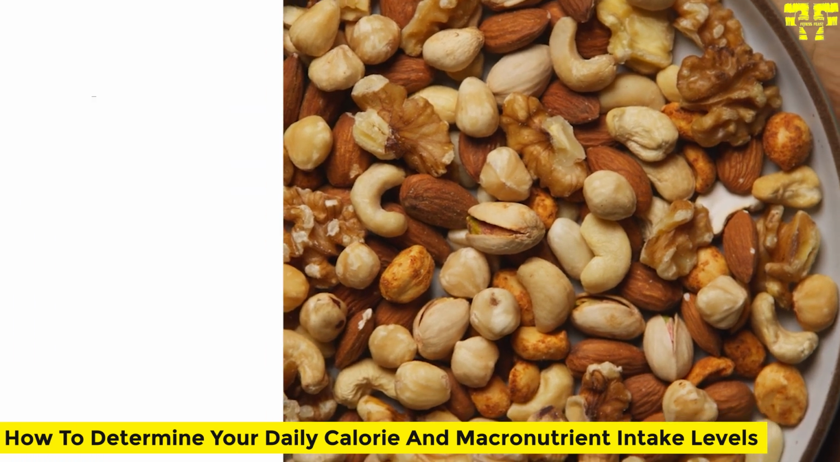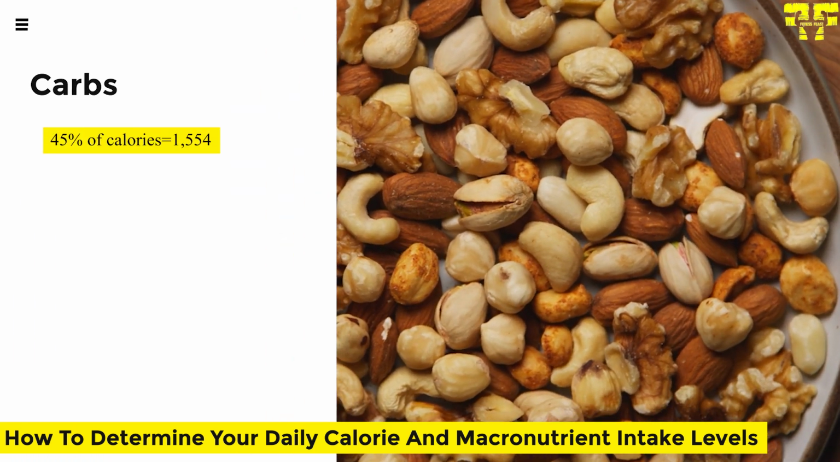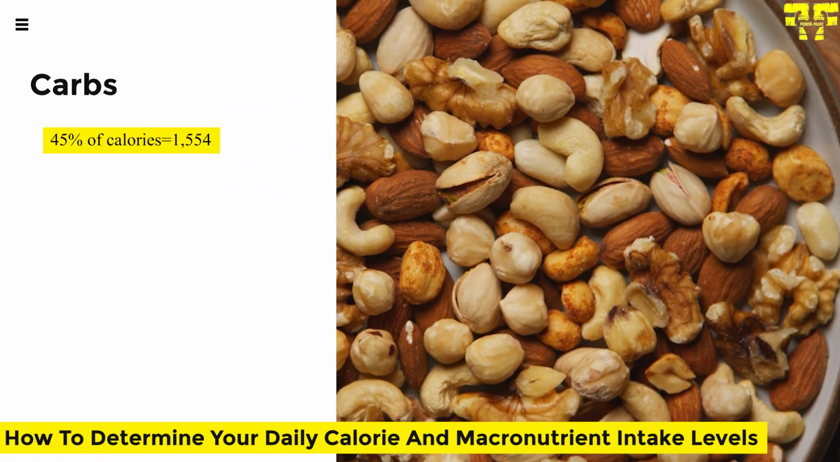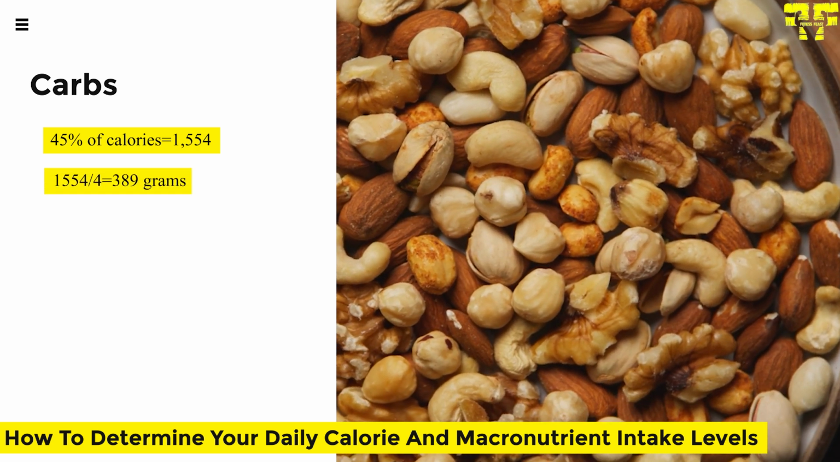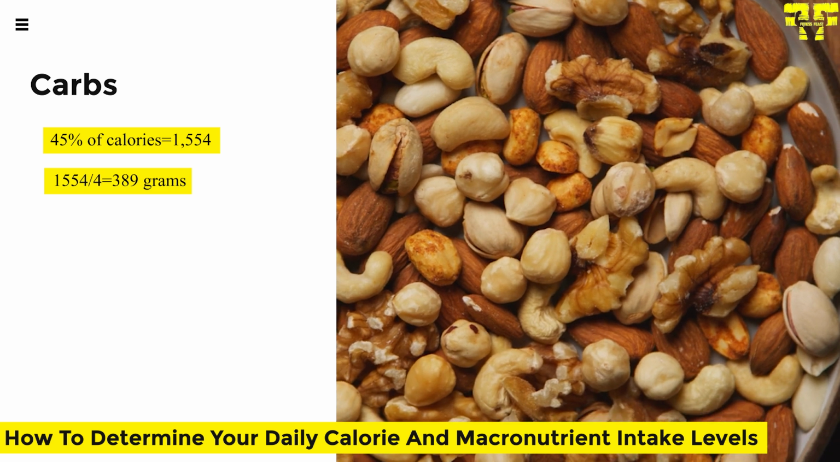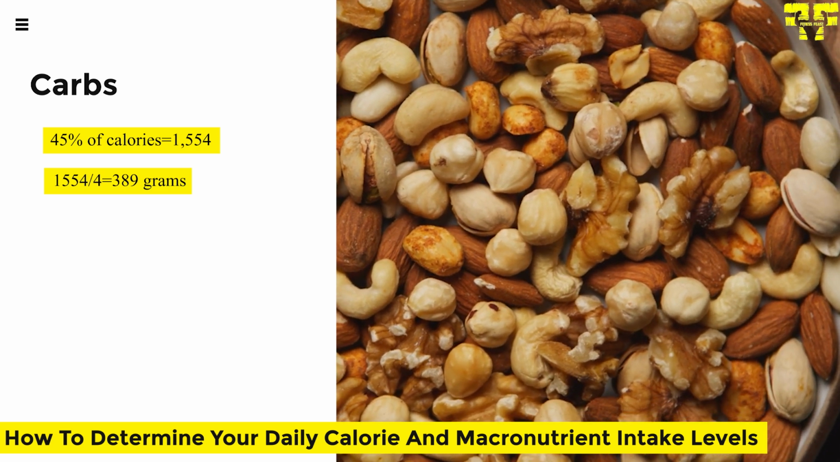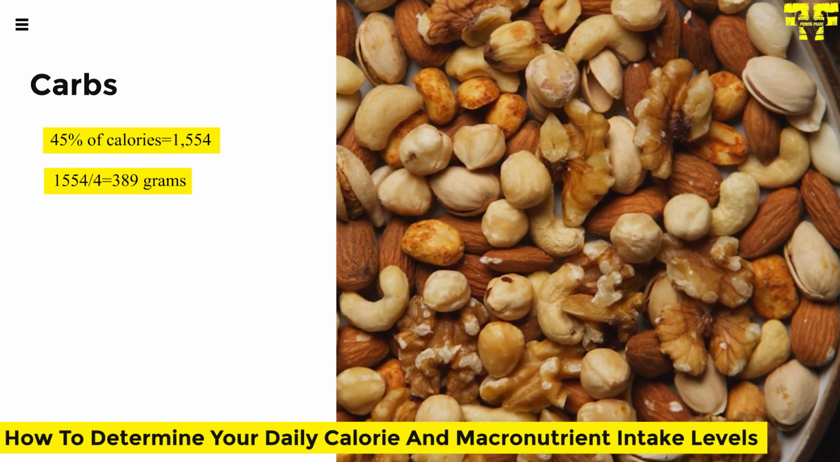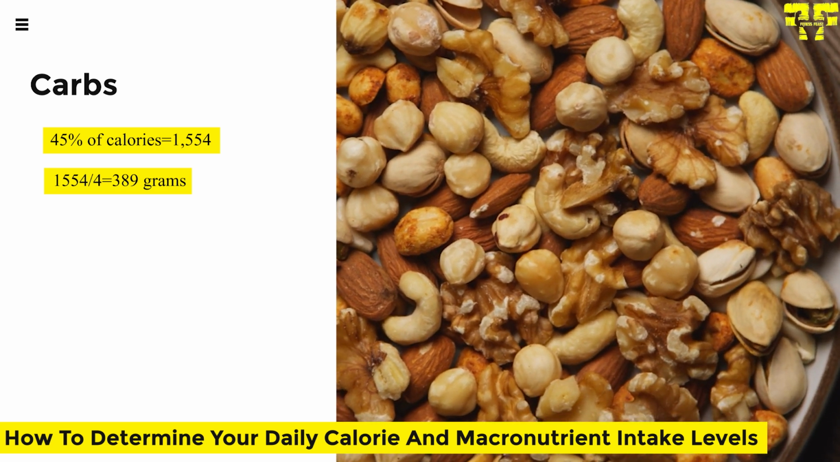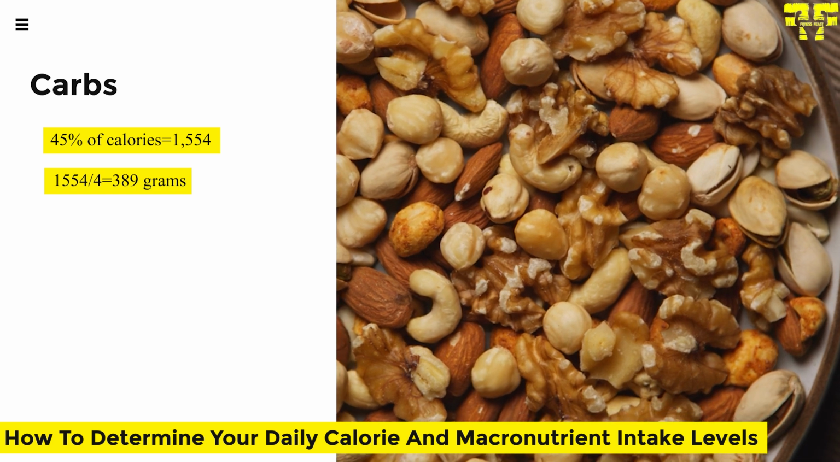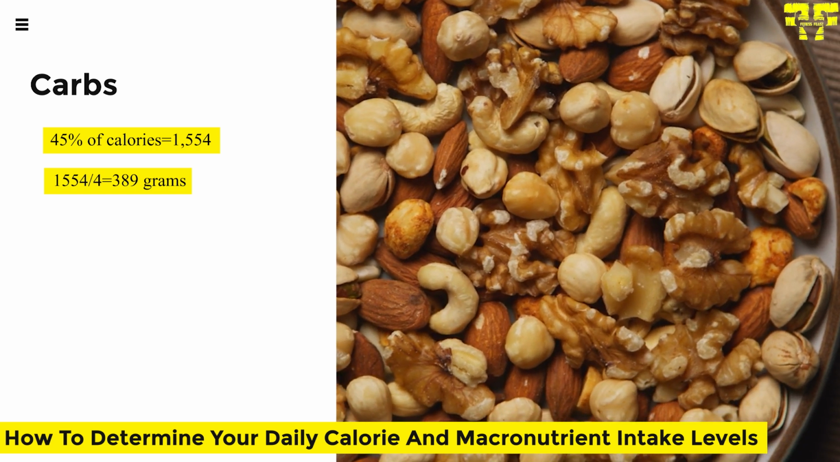Carbs. The remaining 45% of his calories should come from carbs, equaling 1,554 calories. Divide by 4, because carbs have 4 calories per gram, and that gives you 389 grams of carbs for the day. These numbers will help Trevor reach his muscle-gaining goals. Your ratios might look a little different, but this is the process to follow to personalize your nutrition plan.